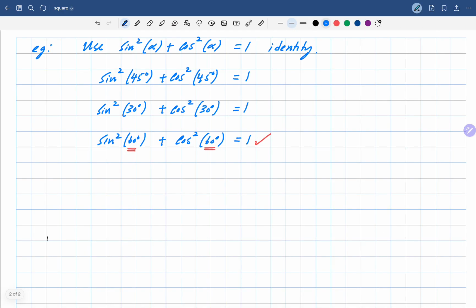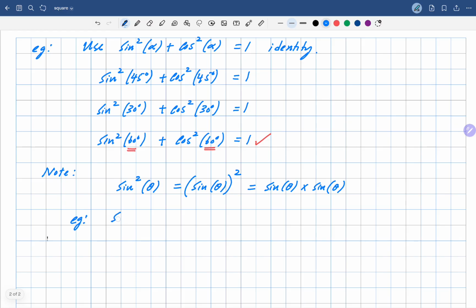Also, one important note here. So most of the kids are confused with this one. Sine squared theta means sine theta, the whole thing raised to the power 2. This is sine squared theta. This is nothing but sine theta multiplied with sine theta.